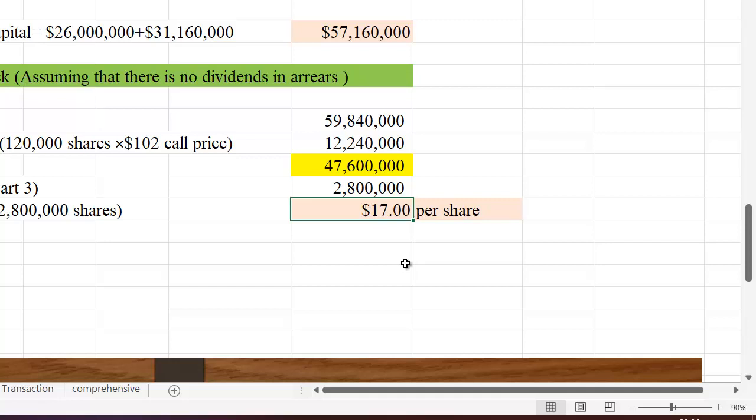So the idea to calculate the book value per share is first total stockholders equity minus the call price of all preferred shares outstanding, and it will give us the equity of common stockholders. This amount we need to divide by the number of common shares outstanding, and then finally it will give us the book value per share, and in our case it is $17.